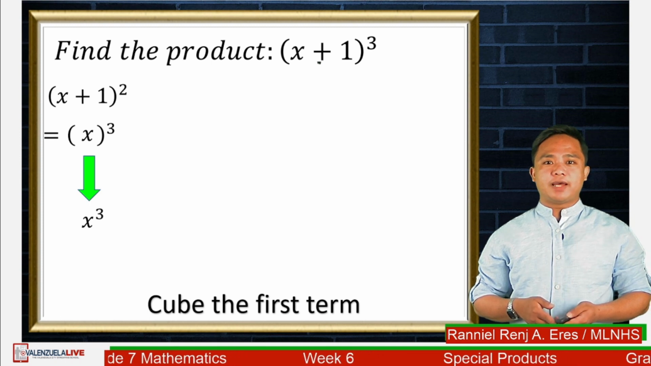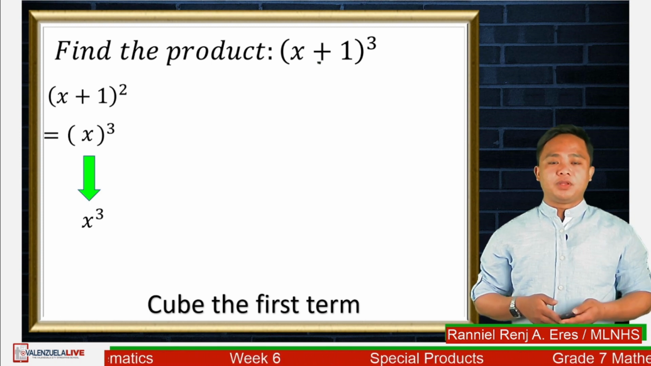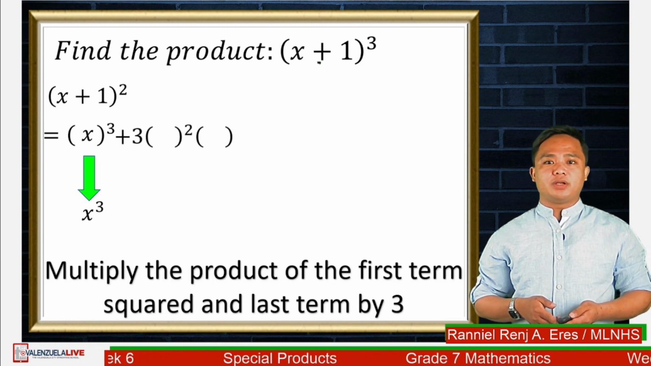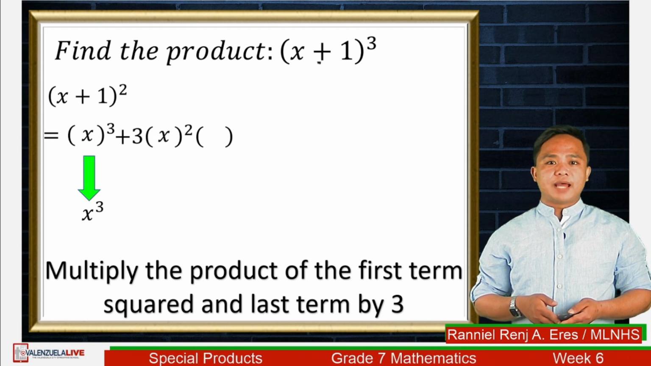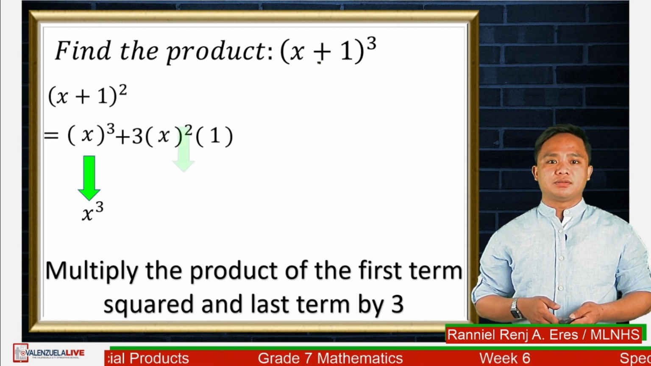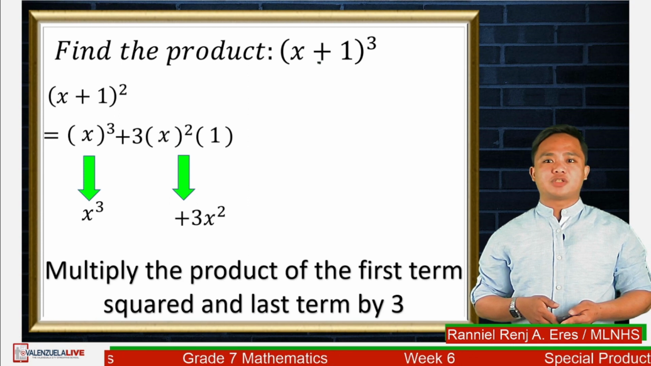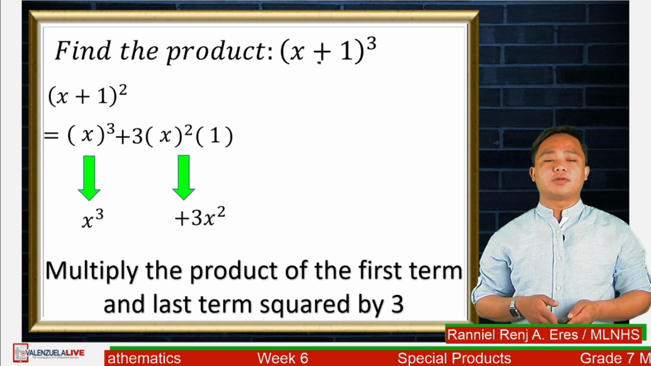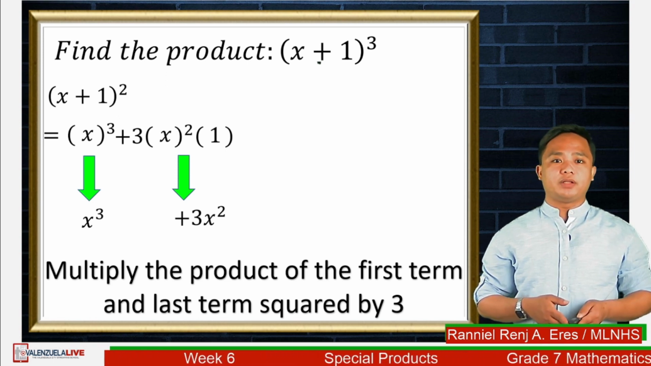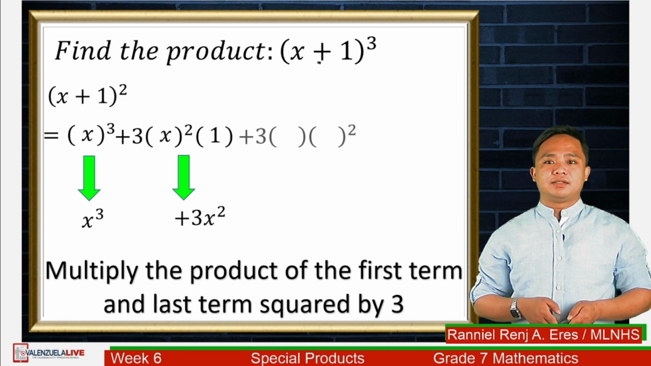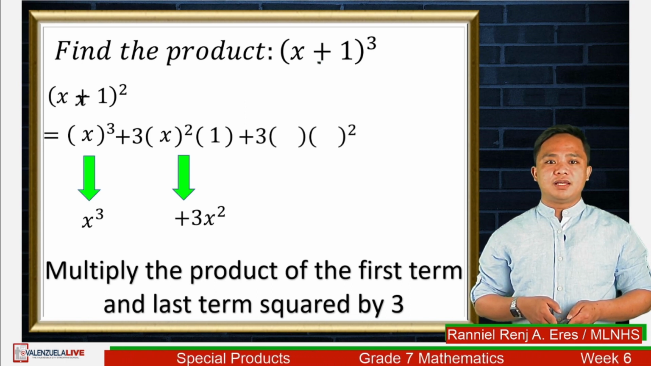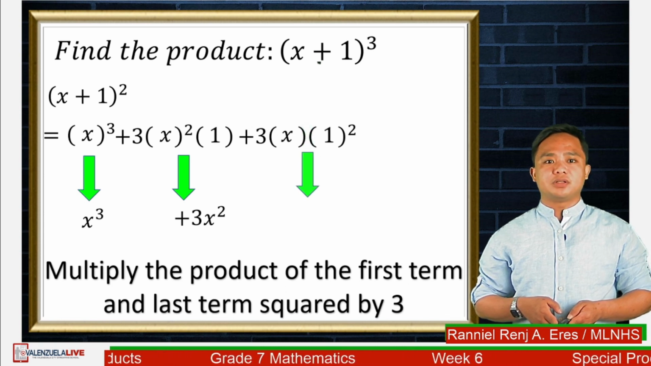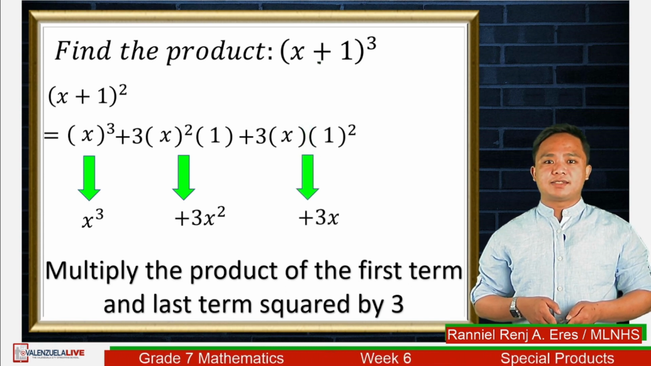Next, we multiply the product of the first term squared and the last term by 3. So we have 3 times x squared times 1. As a result, we have 3x squared. Next step is we multiply the product of the first term and the last term squared by 3. So we have 3 times x times 1 squared, and as a result, we have 3x.